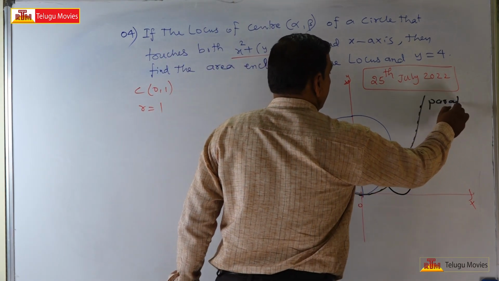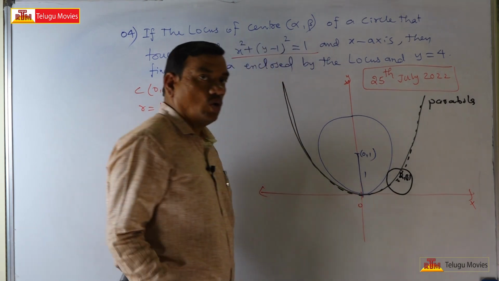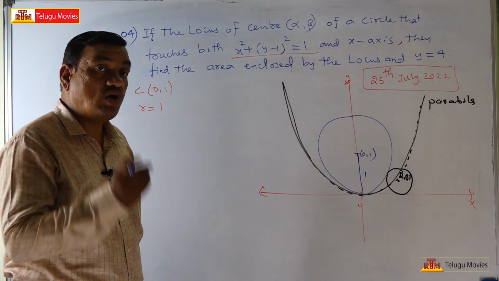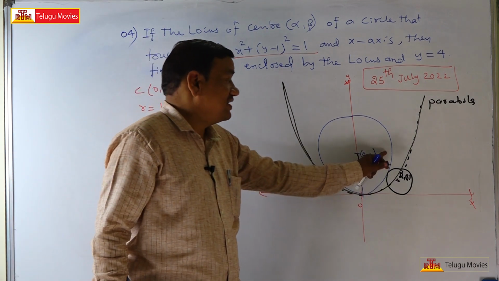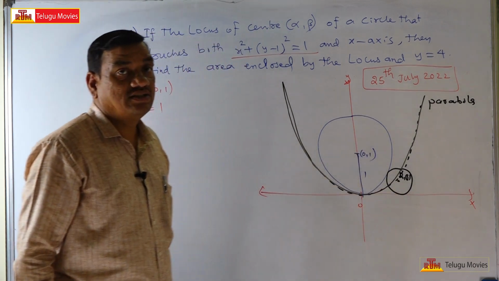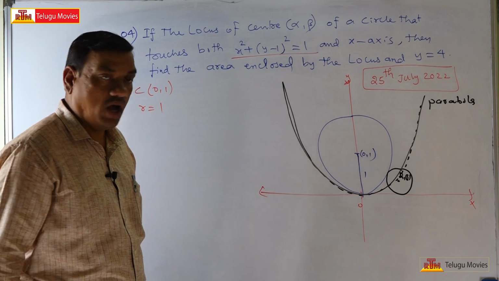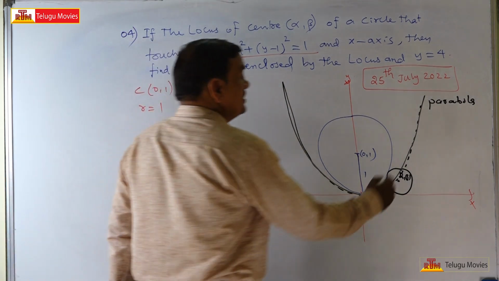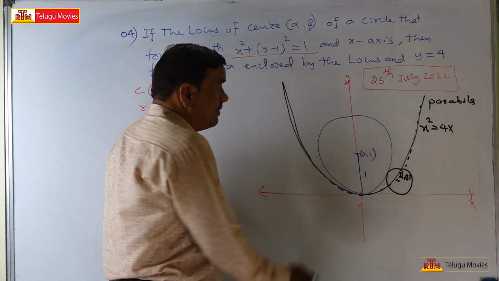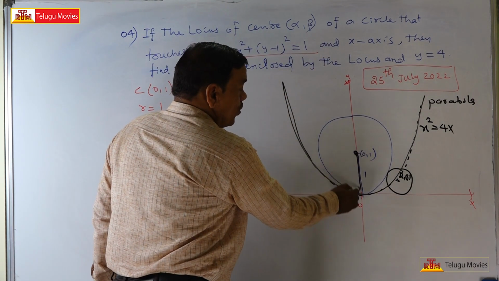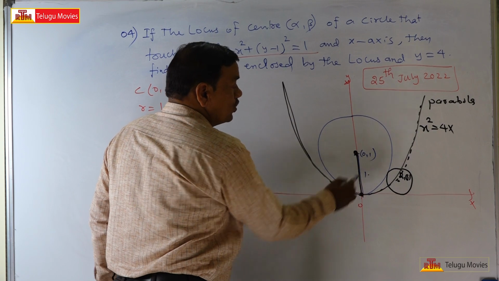There is a result, always remember: the locus of the center of a circle which touches a given circle and the x-axis is always a parabola whose equation is x squared equal to 4a. Here a means the distance between the focus and the vertex. The length is equal to how much? 1.